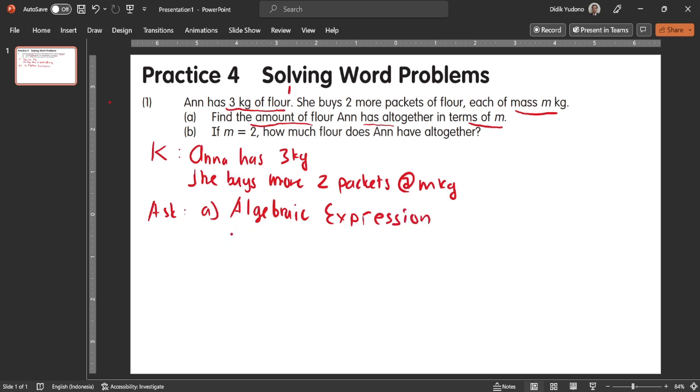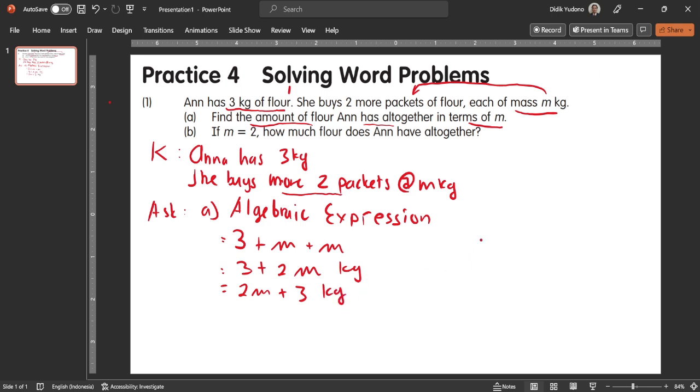So let's solve the problem. At first, Anna has 3, and then she buys 2 more packages, and each package has mass of m kilogram. So m plus m, 2 packages. So let's simplify, becoming 3 plus 2m kilogram. Or you can put the algebraic term at the front like this. Okay, so that's the first question.